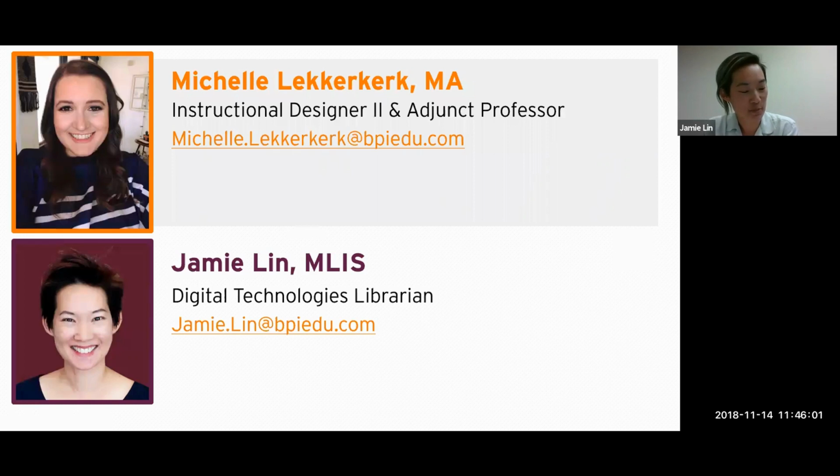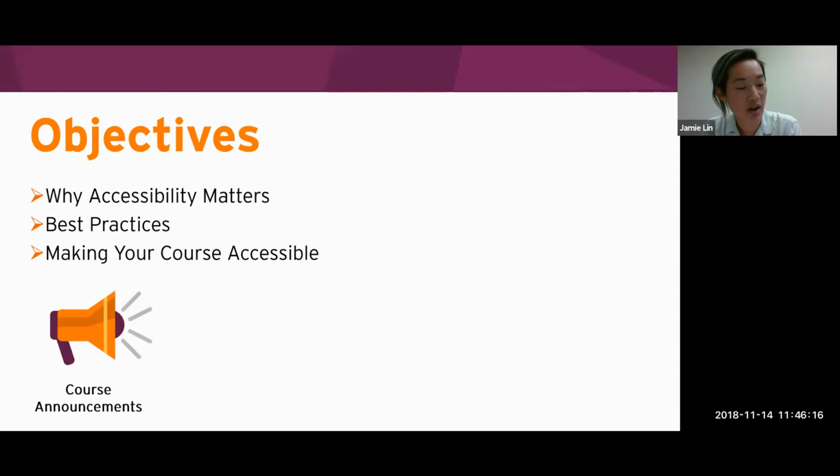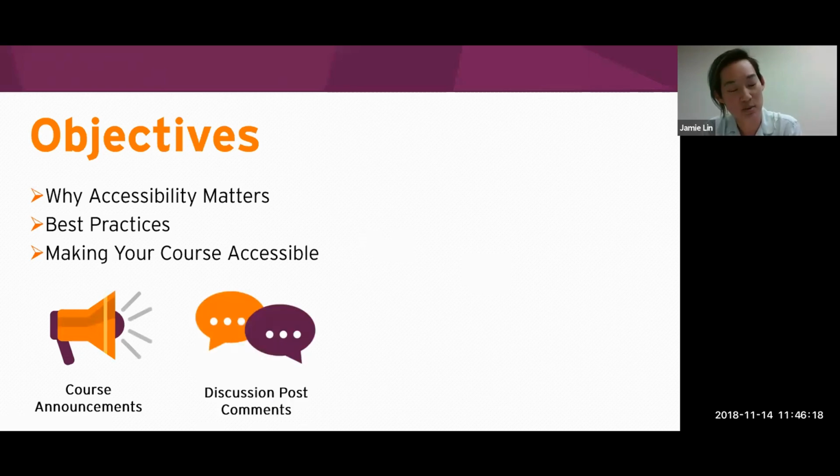I'm going to start us off by talking about why accessibility matters. And then Michelle will cover best practices and provide ways to make your course content accessible, which includes steps that you can take when creating course announcements, commenting on discussion posts, emailing students, and providing waypoint feedback.